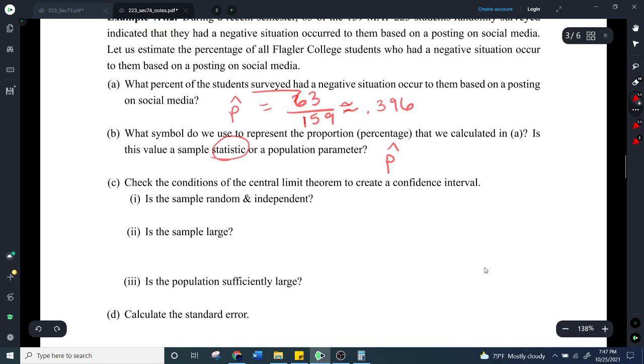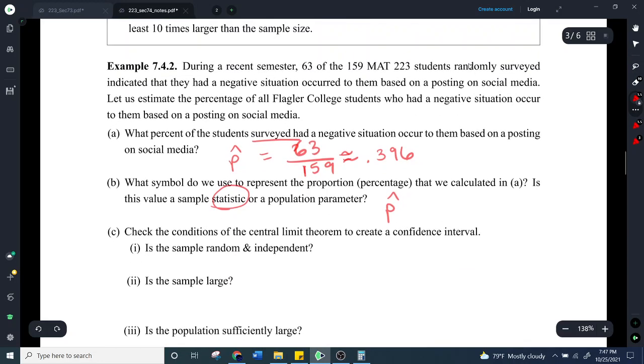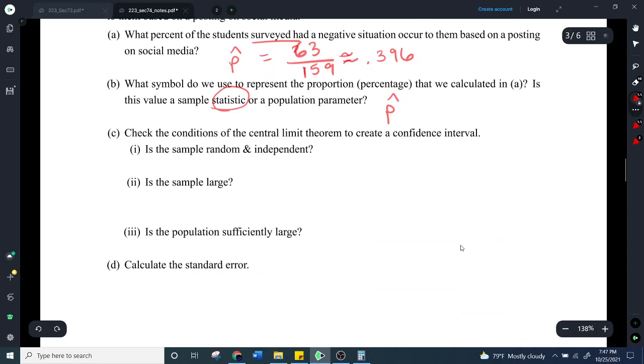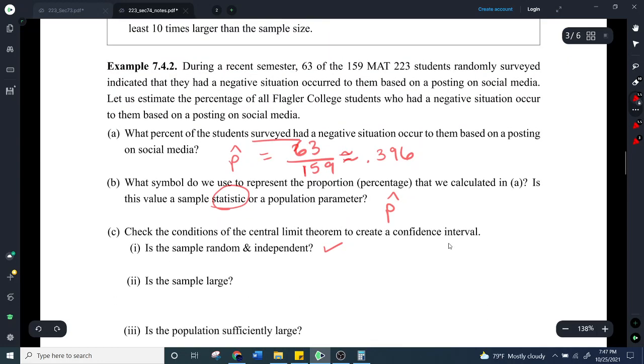Check that the conditions of the central limit theorem applied. Well, assuming it was a random sample, they told us it was. So yes, it's a random sample. Is it large enough to expect 10 successes and 10 failures? Well, we had 159 people surveyed. So the number of successes that we would expect would be n times p hat. So in this case, that would be n, which was 159, times p hat, which is 0.396. Now, we actually already have this number. That is the 63. That's exactly where that number came from, about 63, which is more than 10.